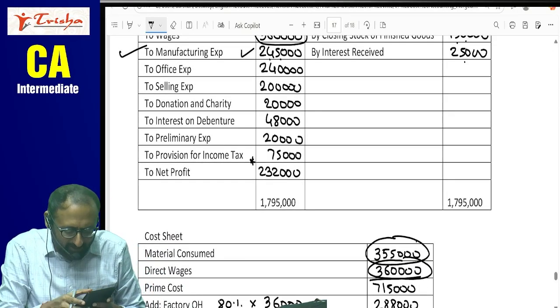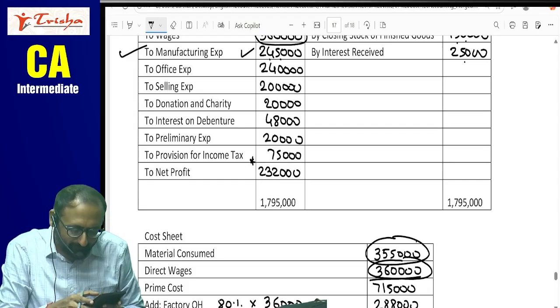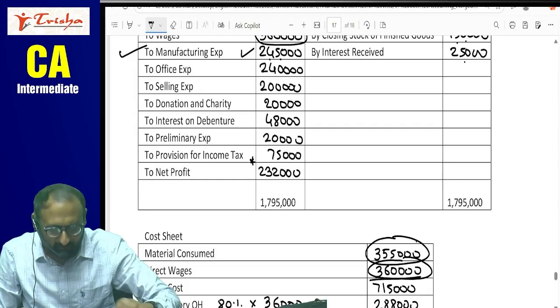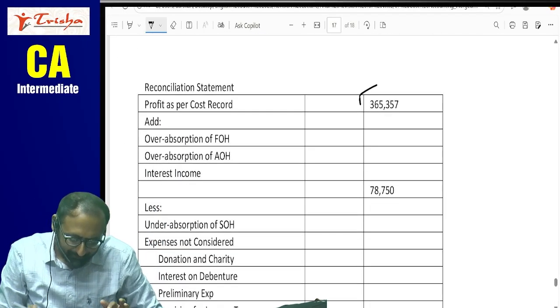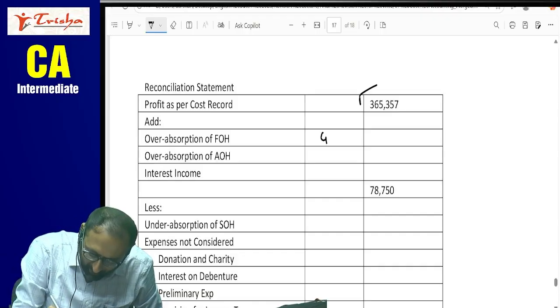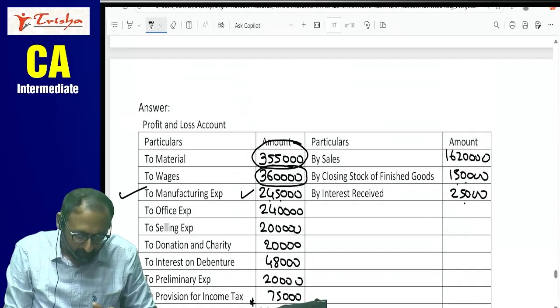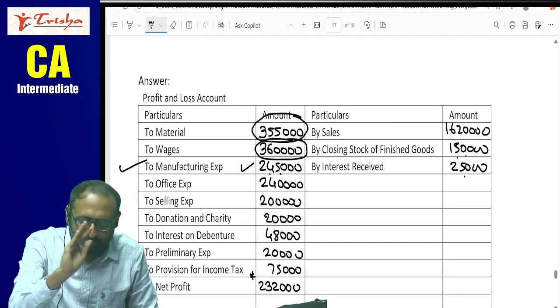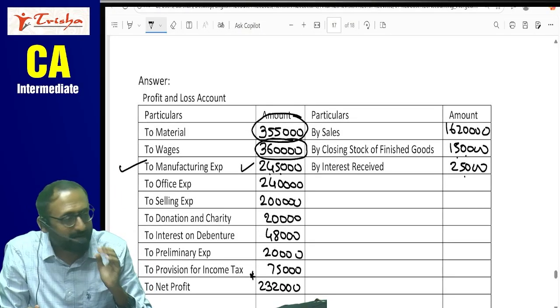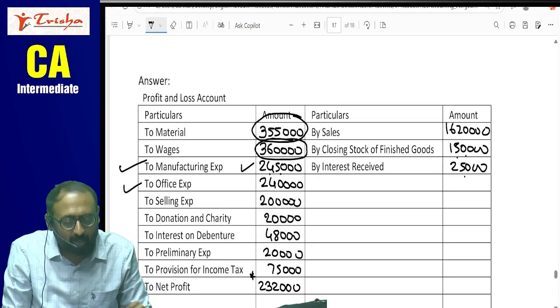Sir, 2,88,000 minus 2,45,000. Sir, is it 43,000? So I'll add over absorption of factory overhead 43,000. Next. Yes, sir. Manufacturing overhead is over. Let's go to the administration overhead, office expenses.